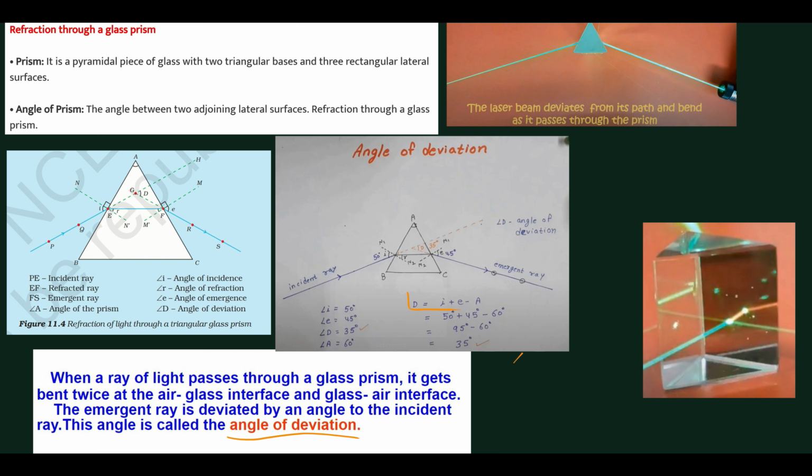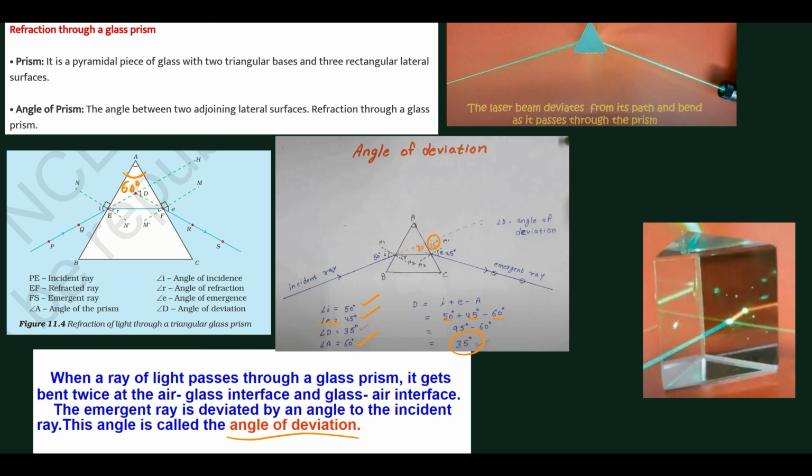So D equal to I plus E minus A. Okay, so we have here angle of incidence is 50 degrees, angle of emergence is 45 degrees, and this is the angle of prism. What is the angle of prism? You have to consider for equilateral triangle. It is always you consider here 60 degrees. Angle of prism is 60 degrees. Now you see, when you apply this formula, D equal to I plus E minus A. So where I value is 50, E value is 45, 50 plus 45, and A value is minus 60. You see, here angle of deviation we got here 35 degrees.